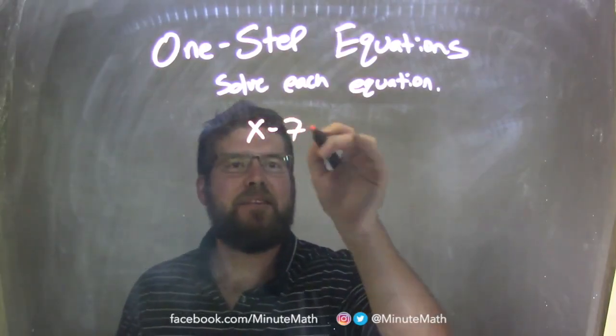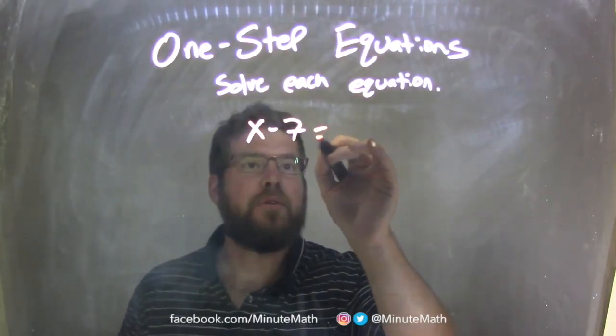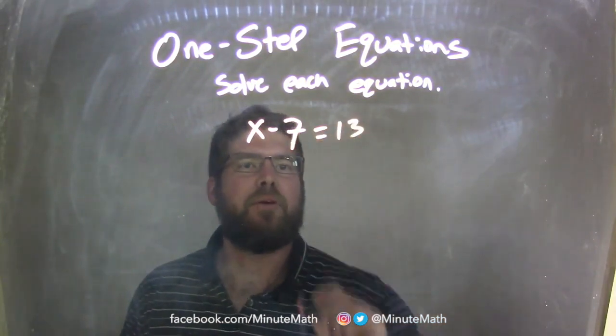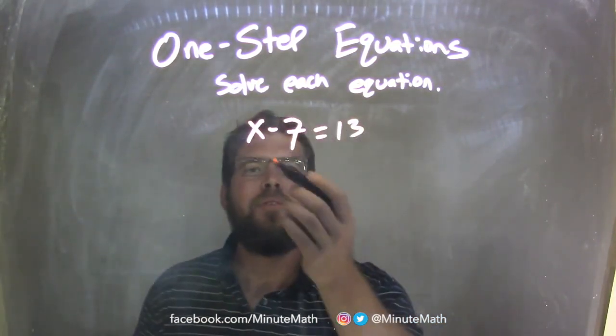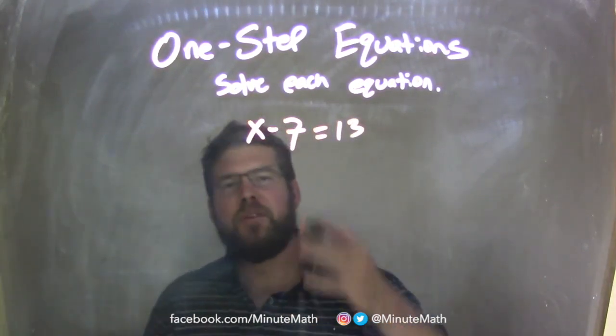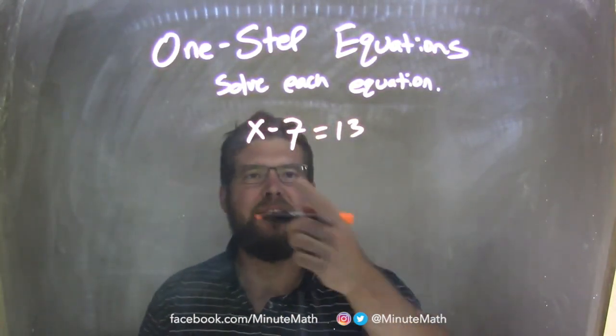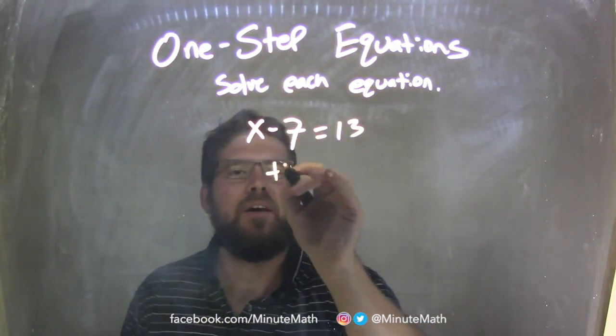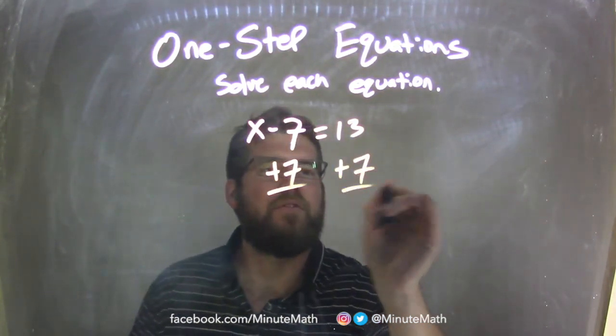x minus 7 equals 13. We make a better looking 7, and it's good enough. So we have x minus 7 equals 13. Well, I have minus a 7. The opposite of subtracting a 7 is adding a 7. So I'm going to do that one step to both sides. So we add a 7 to both sides.